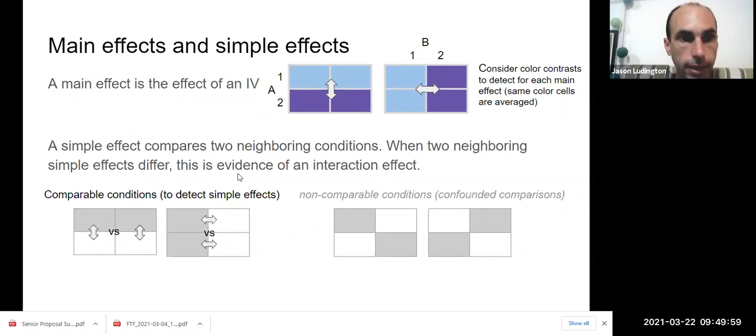All right, next one is the simple effects. The simple effects compare two conditions. Notice that the main effects really compared 4 conditions. They compared 2 against another 2. But the simple effect compares only 2 conditions to each other.